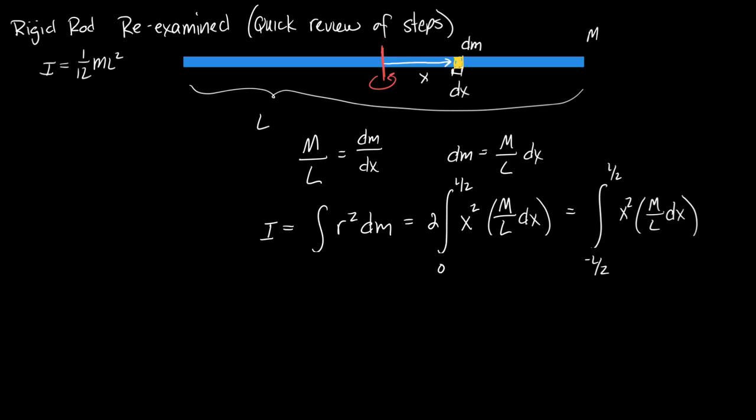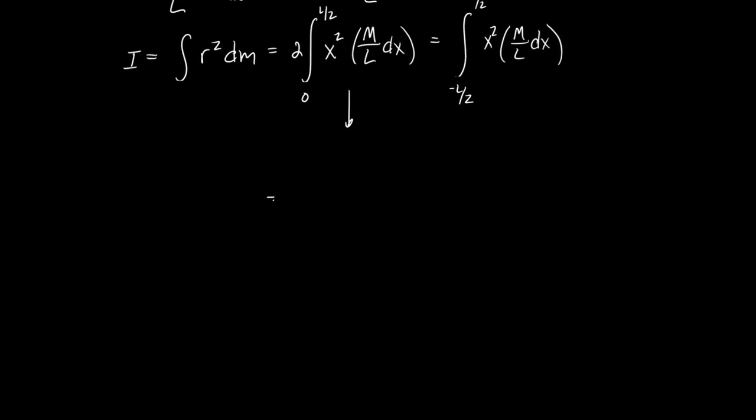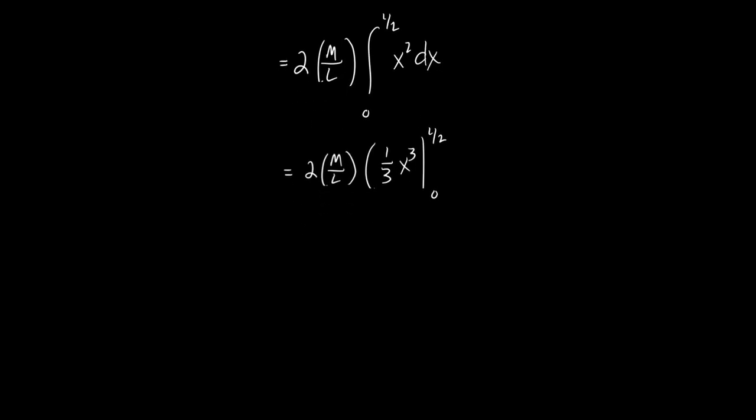So I'm going to continue the math from here. And the first thing I'll do is pull out anything that has nothing to do with x. I'll find the antiderivative of x squared dx. I'll substitute in my limits of integration.